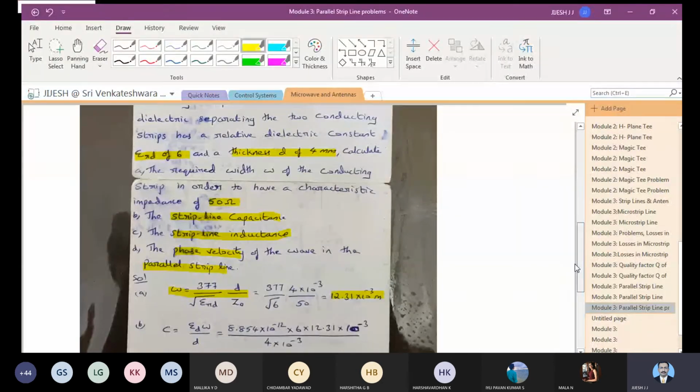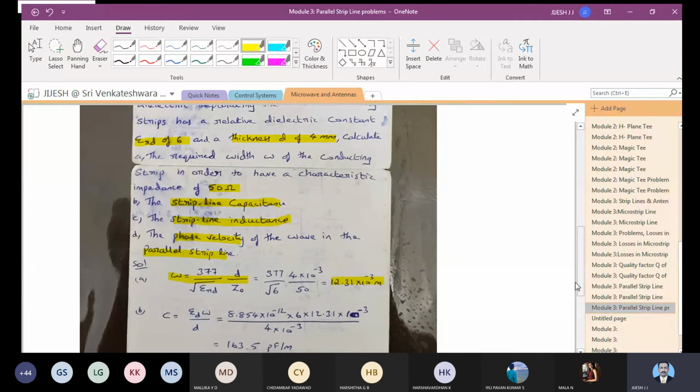You'll get 8.854 into 10 to the power of minus 12 into 6 into 12.31 into 10 to the power of minus 3. See here it is epsilon d, so you have to use epsilon naught into epsilon rd. So you'll get 163.5 picofarad per meter. Anyhow, you have made an attempt. Good. So C is equal to 163.5 picofarad per meter.